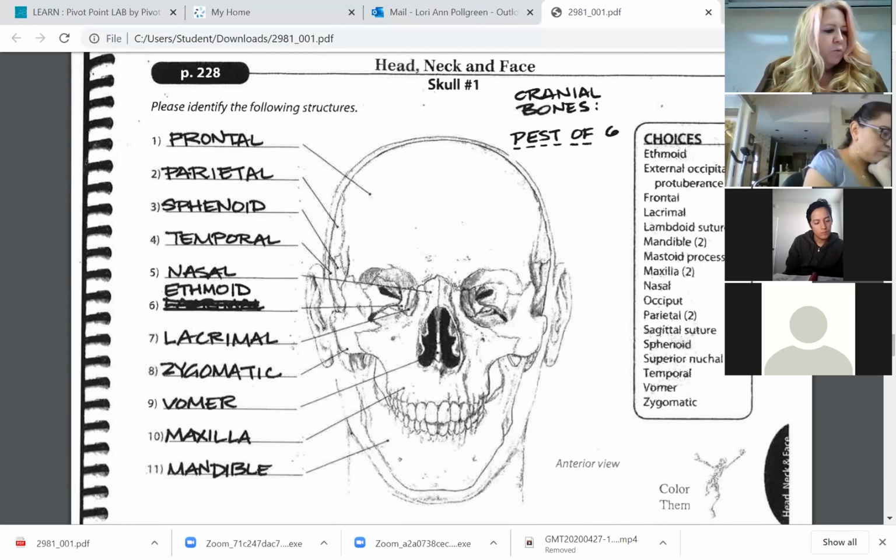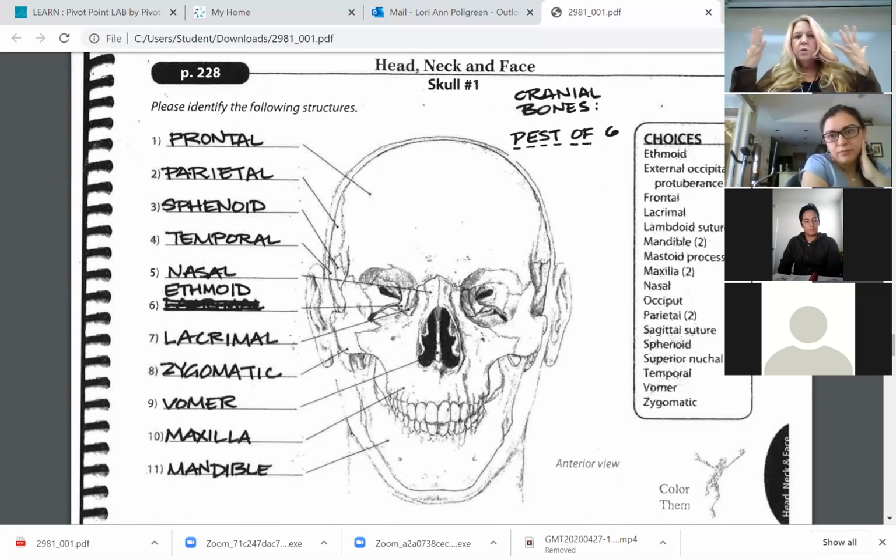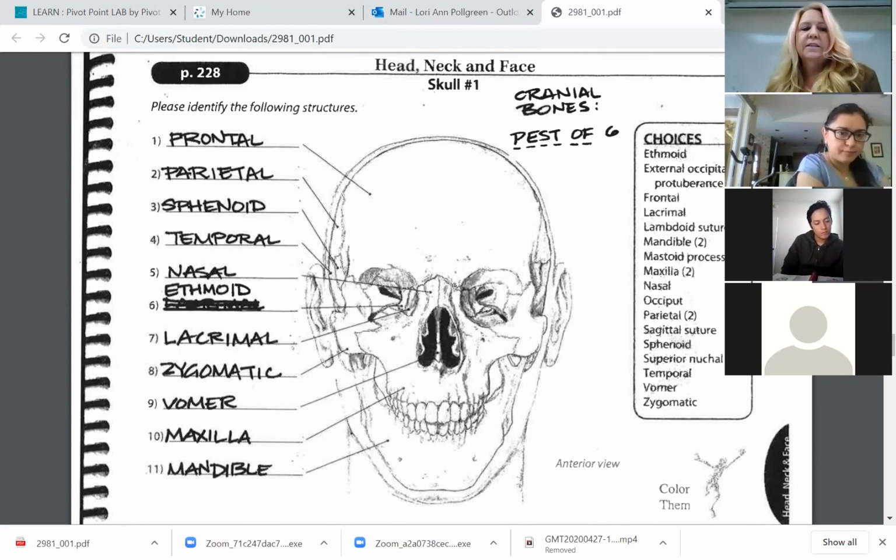And then 3 is sphenoid. And remember, sphenoid is that butterfly. It's one bone that goes all the way across to both sides, that big butterfly or moth-looking bone. And 4 is the temporal. 5 is our nasal. And it's jumping further in for number 6, the ethmoid. And then you can see that lacrimal, which is right around where our lacrimal glands, our tear glands are. Zygomatic is number 8. 9 is vomer.